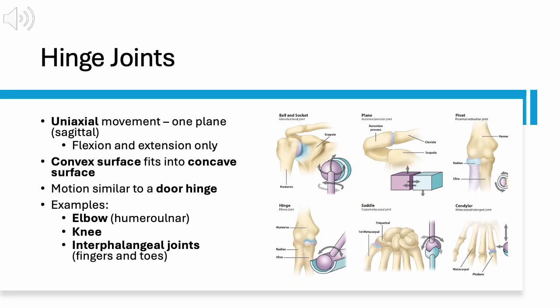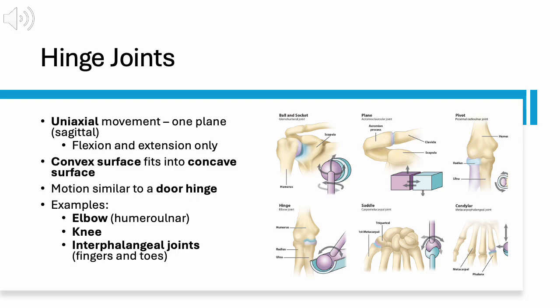Next, we have the hinge joint, one of the most mechanically straightforward synovial joints. Hinge joints are uniaxial, meaning they allow movement in only one plane, typically the sagittal plane, so the motions are limited to flexion and extension, much like the action of a door hinge. Structurally, one bone has a convex surface that fits snugly into the concave surface of another. This tight articulation provides good stability and a controlled range of movement.